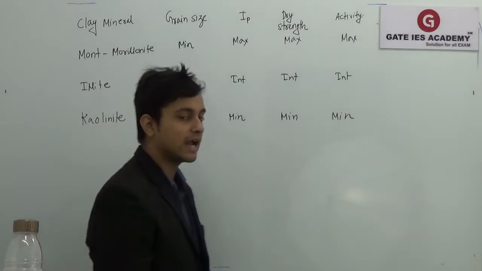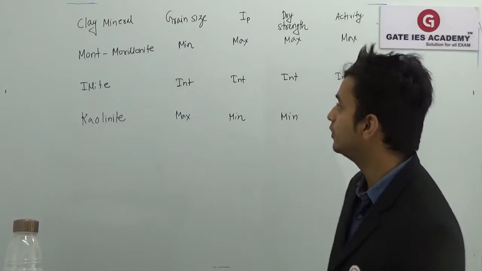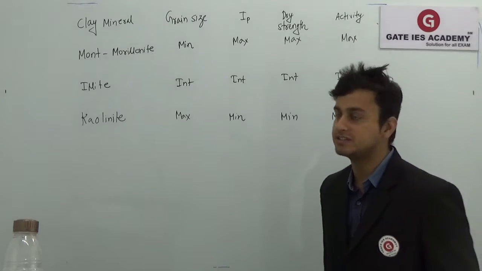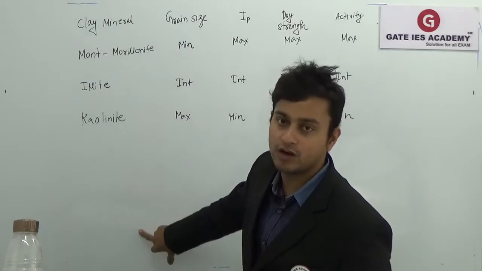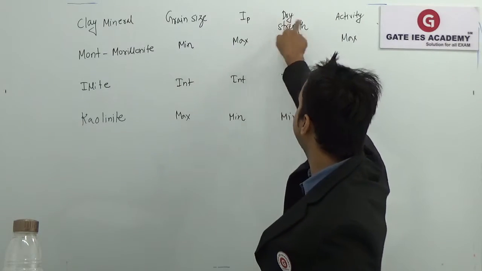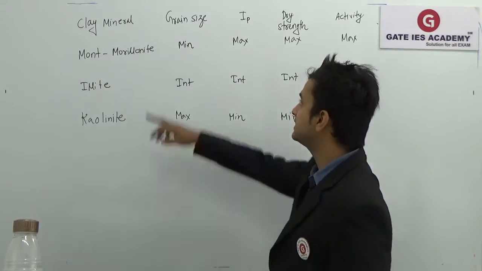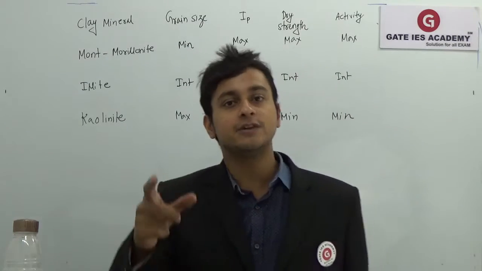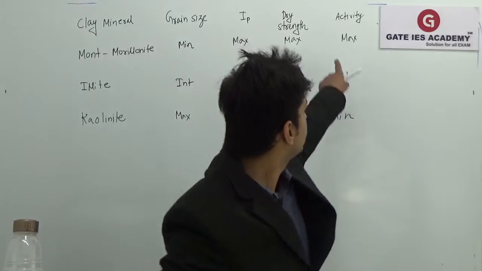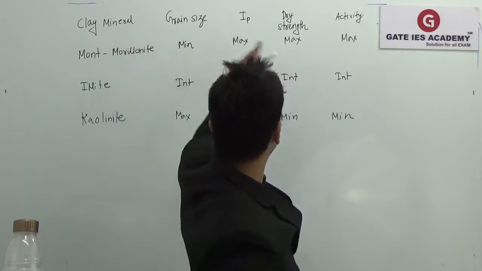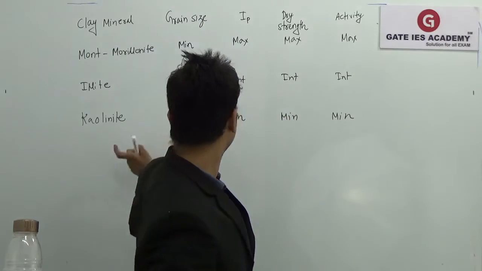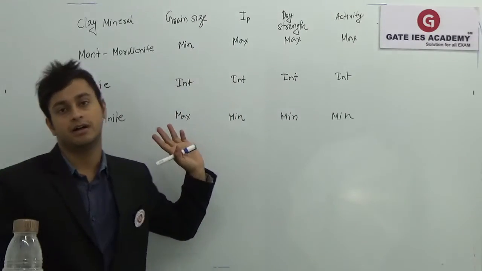Okay students, now let's look at the next table which I have for you. Here the table is for the different types of soils which we studied. First is montmorillonite, illite and kaolinite. We have represented their grain size, IP, dry strength and activity. First let's look at activity. As we know that montmorillonite is the most active material, so obviously it will have the maximum activity. Then we have illite as intermediate, and minimum is for kaolinite.